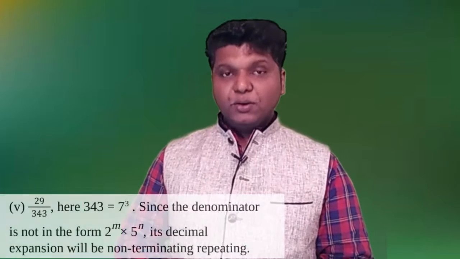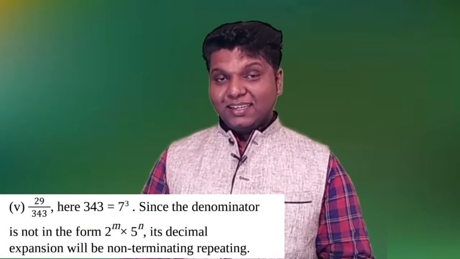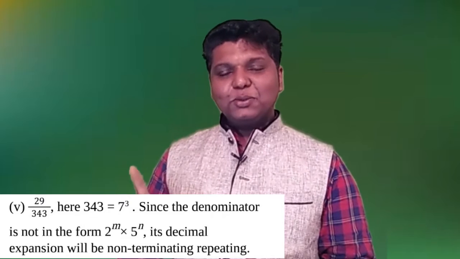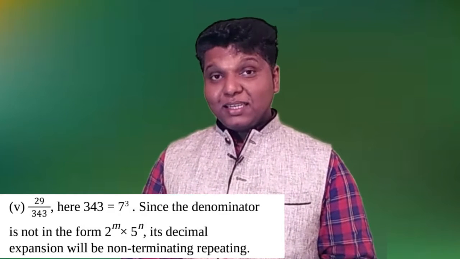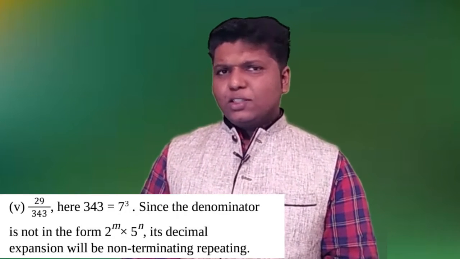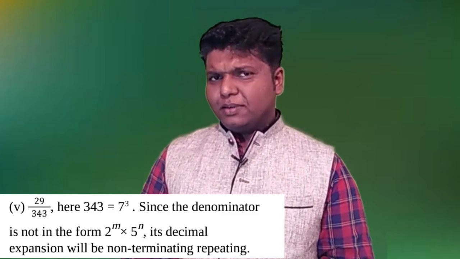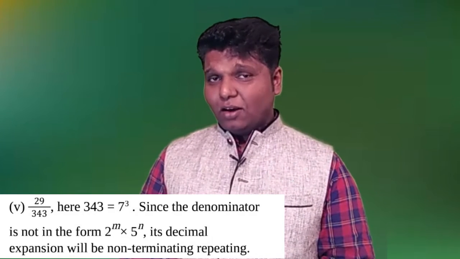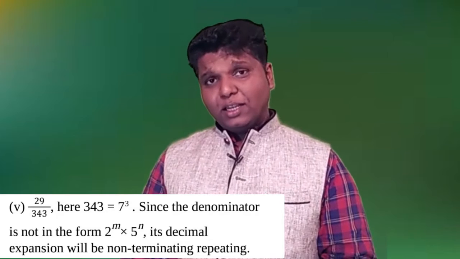Next question. Question number 5. 29 divided by 343. So let us factorize 343 as the product of primes. What you got? See here, 7 into 7 into 7, right? What does it mean? 7 cube, right? So tell me whether it is terminating or whether it is non-terminating repeating.